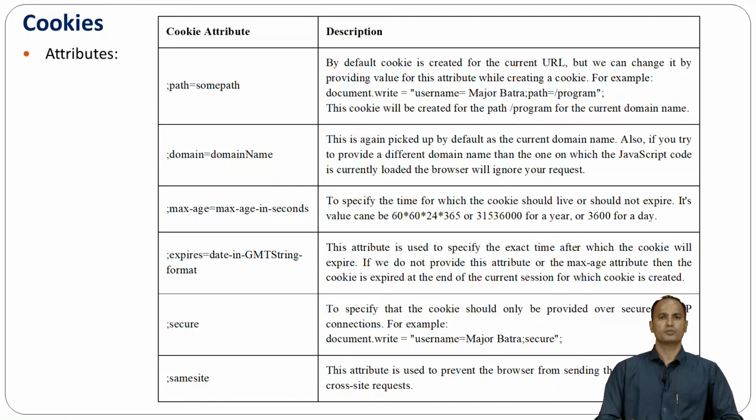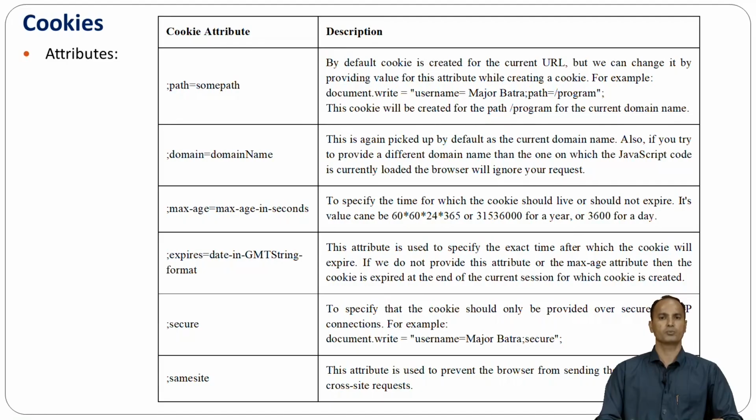There are various attributes used with cookies when we build applications. Among them, the first one is path. By default, the cookie is created for the current URL, but we can change it by providing a value for this attribute while creating a cookie. For example, document.write, we can use username equal to xyz and the path. This cookie will be created for the path program for the current domain name. Then the domain equals domain name attribute. This is again picked up by default as the current domain name.